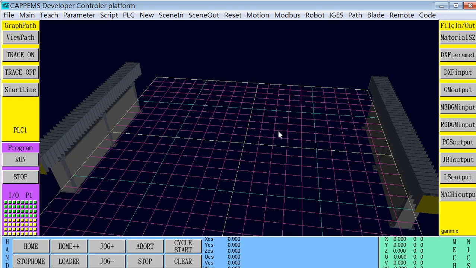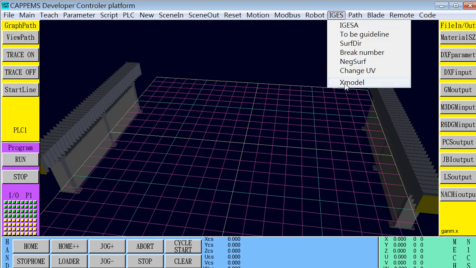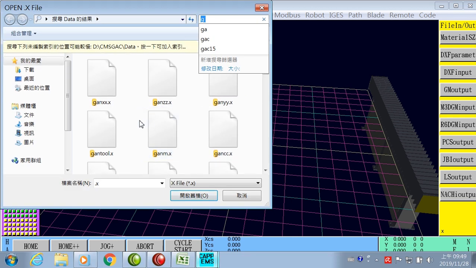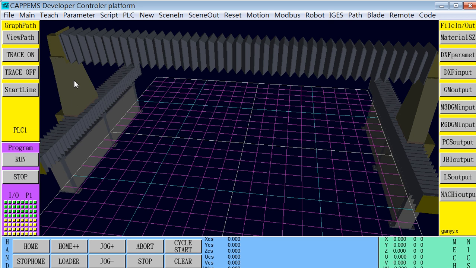GANYY. Let's model to see GANYY.X like this. This is Y1, this is Y2, which is a gantry moving along Y positive direction this way.